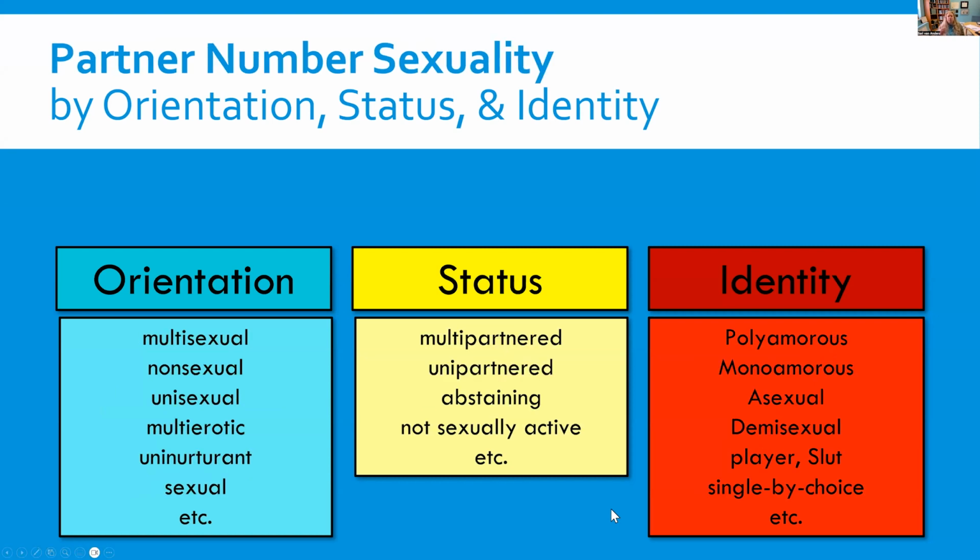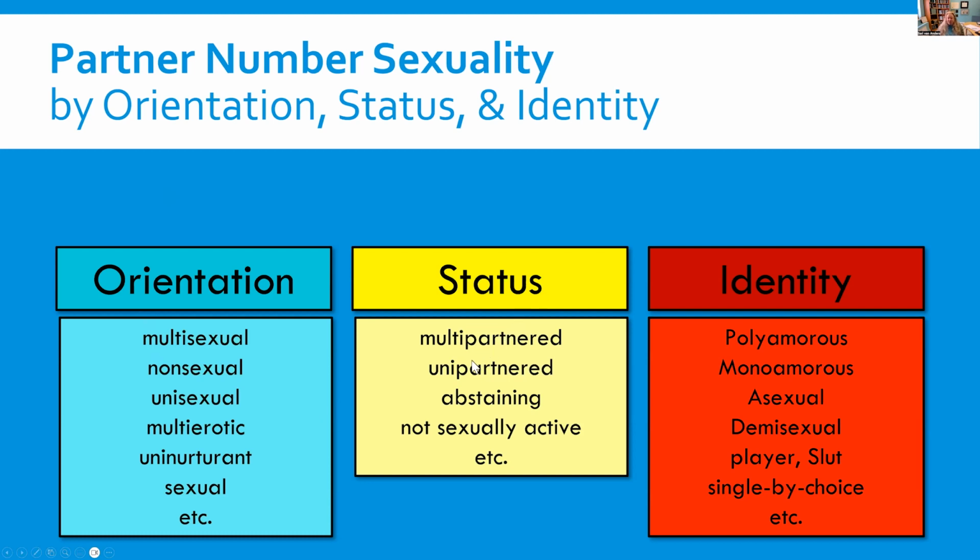We can also do this for, if you remember earlier on, I talked about partner number sexuality. So people can be multisexual, non-sexual, unisexual, multi-erotic, uninurturant, which are terms I'll get to in a bit. And it's not necessarily the case that people are one of these, although for some people that is an ongoing experience. Sometimes people are dynamic between these. They branch within them over time.